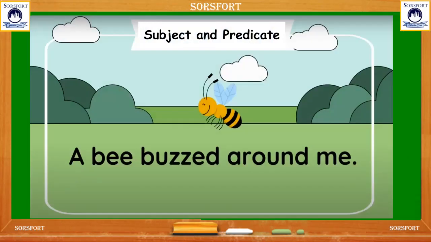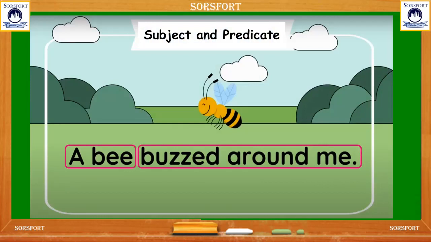There is a sentence that is a bee buzzed around me. So what is subject and predicate here? A bee. This is subject. We are talking about a bee in this sentence. And what is predicate or telling part here? Buzzed around me. So what is the bee doing? That is the predicate. That is the telling part.